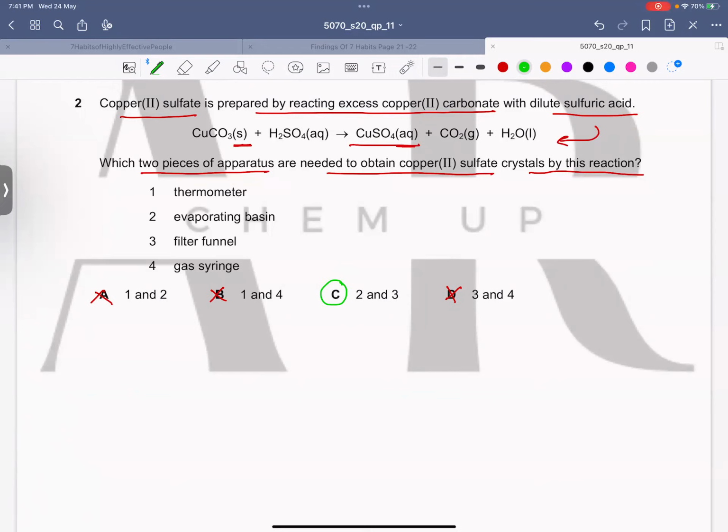Yes. Is this clear to everyone? Yes, Asad and Abdullah? Yes, sir.